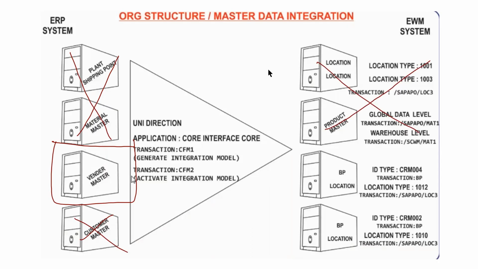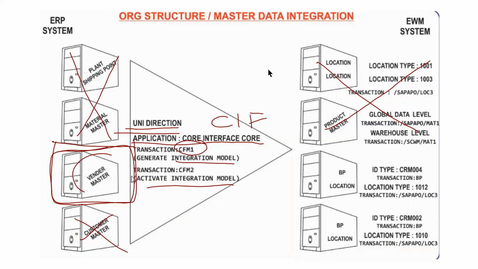See, vendor master. It is a unidirectional transaction in the decentralized setup, I'm telling. The application we are using here is the core interface, that is nothing but the CIF. In this CIF, we are going to use CFM1 to generate the integration model and CFM2 to activate the integration model. You have already seen that. Once I create the vendor, that will be okay.